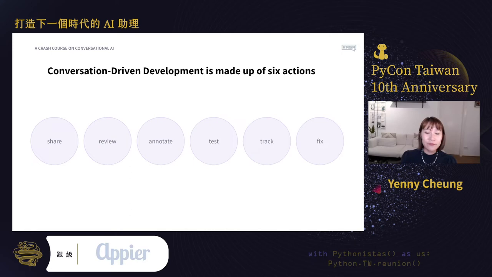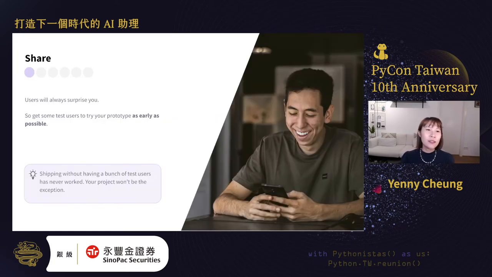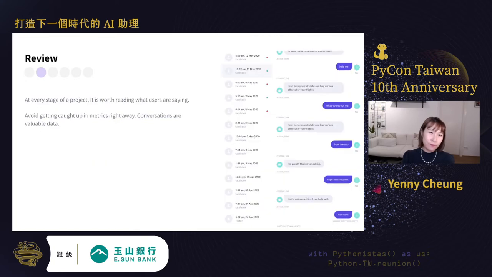And we're going to talk about the different steps in how we can develop conversational AI. I think our demo later may also resonate a bit. First is the sharing part: users always surprise you, as we see from the Chinese food example. So get some test users to try the prototype as early as possible so you can spot how users might talk beyond the happy path. In software, if you ship it without testing it, without getting user input, your product isn't going to be successful. The same concept goes for conversational AI and building a bot.